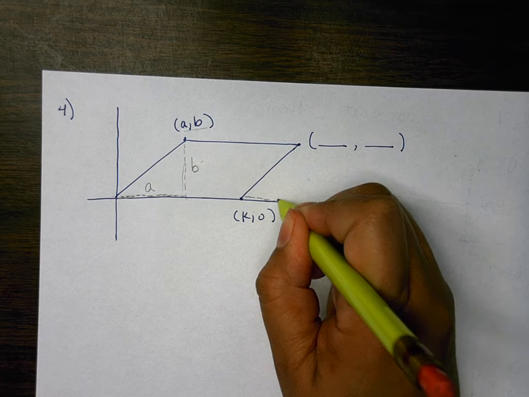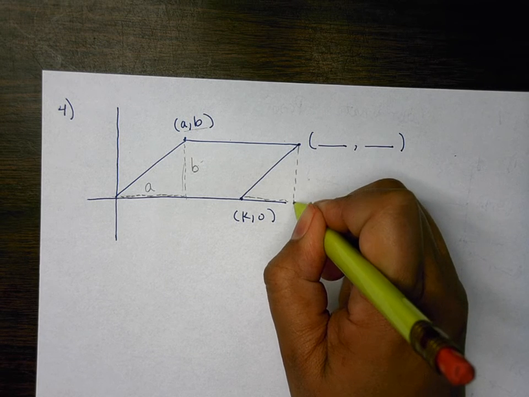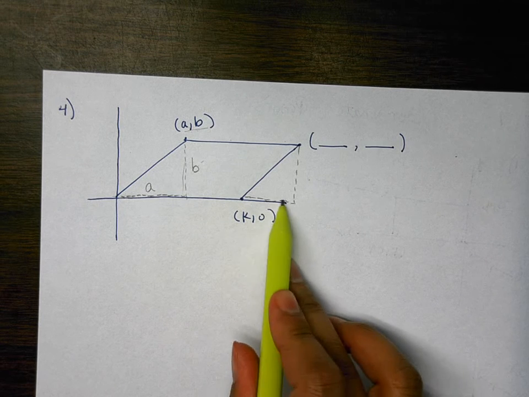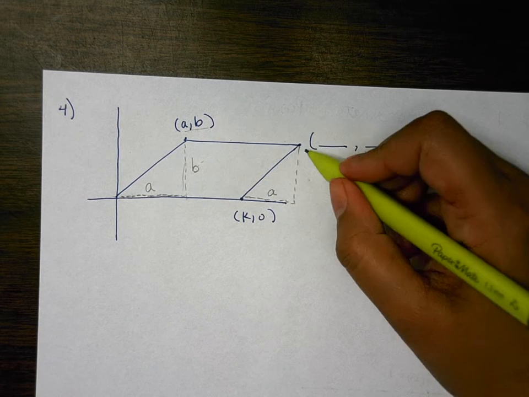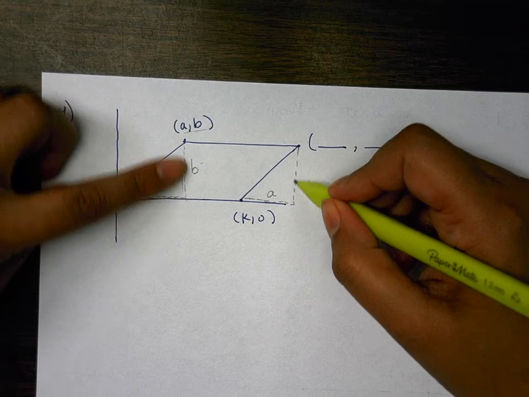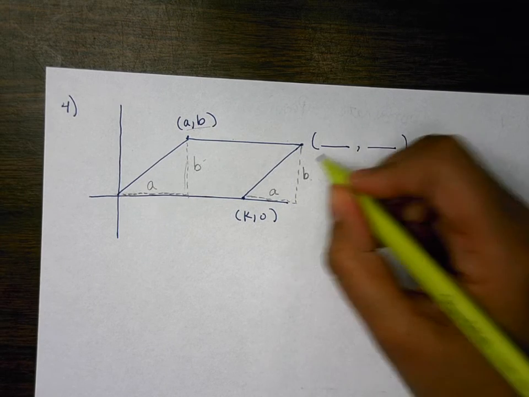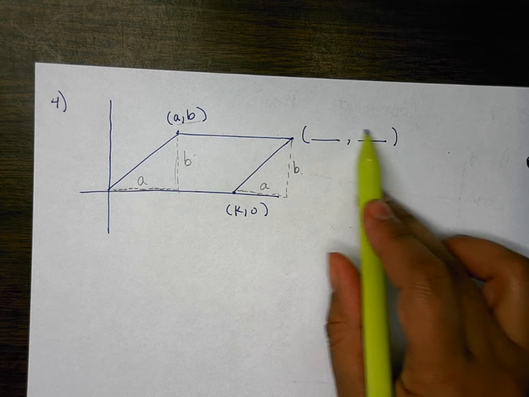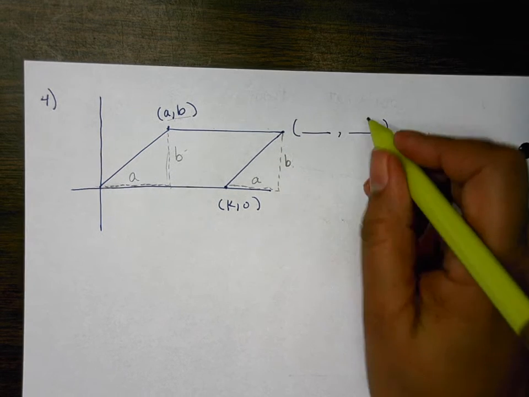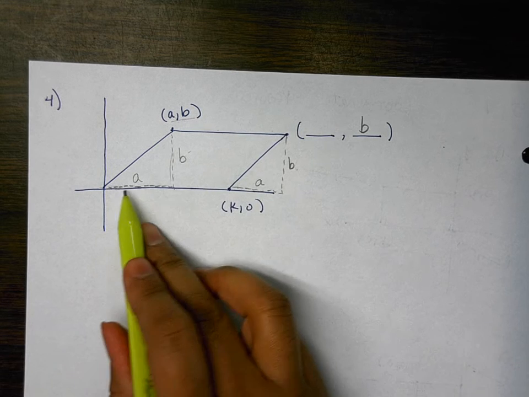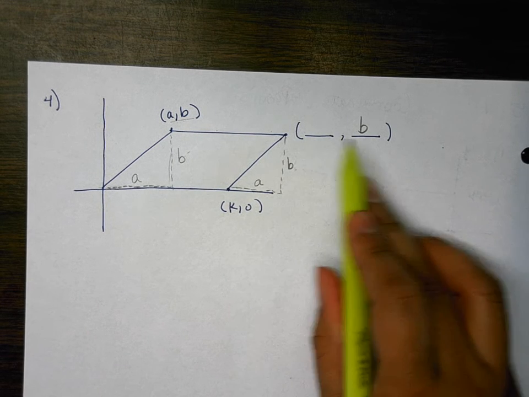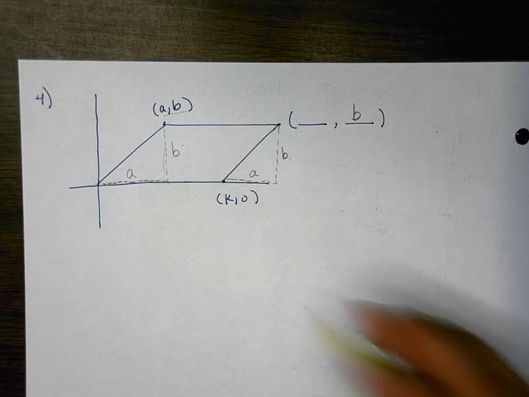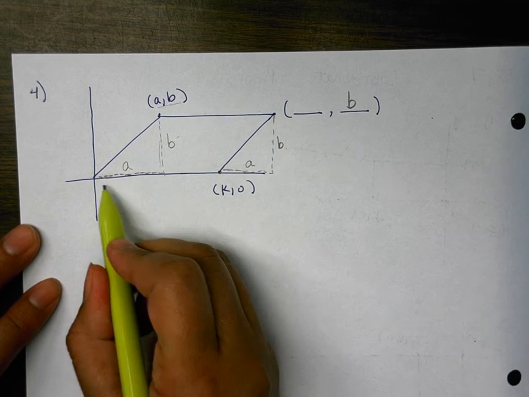Yes or no? Yes. Okay, I'm going to draw another one right here and here. Because it is a parallelogram, it's going to be the same. So what's the length of this piece right here? A. And what's the height here? How far up did we go? B. Okay, what here is the B, the X or the Y value? Up is the Y value, that is B. Do you guys agree? I don't know how far right I'm going, but I know I'm going up B. Yes or no?